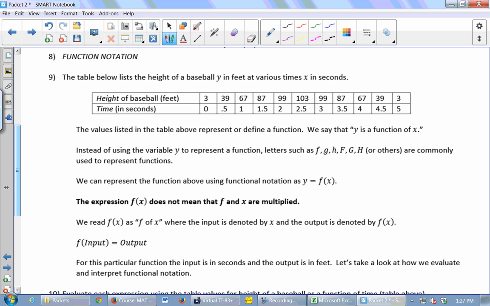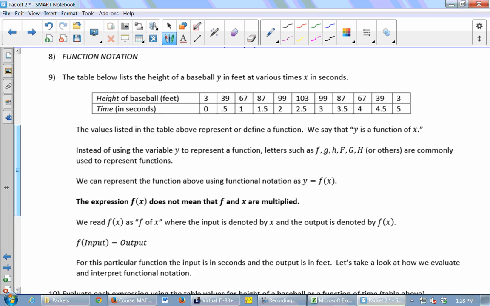All right, so function notation. Here is a table that lists the height of a baseball Y in feet at various times X in seconds. So we throw this baseball up in the air and we're tracking its height over time. They do represent a function. Y is a function of X because for any given time, the baseball can't be in 2 different places, right? So for any given time, the baseball has one height. So it is a function. And we say Y is a function of X.